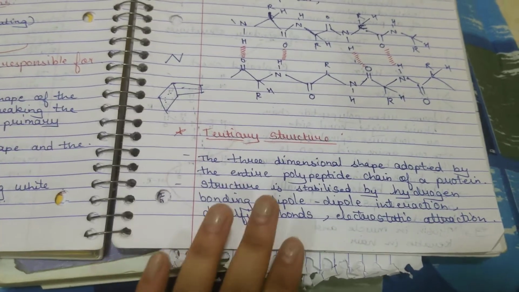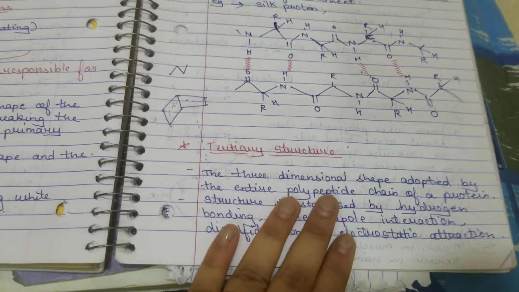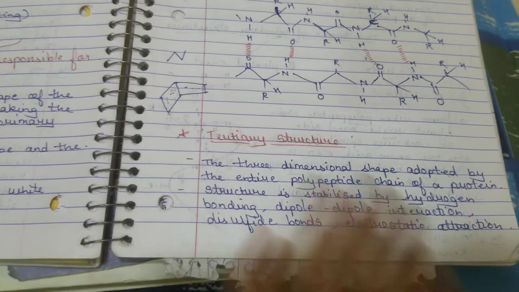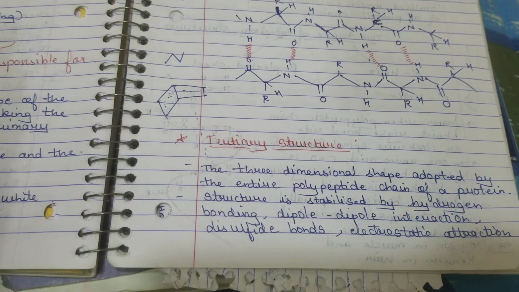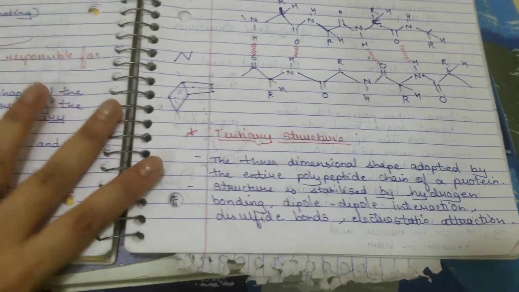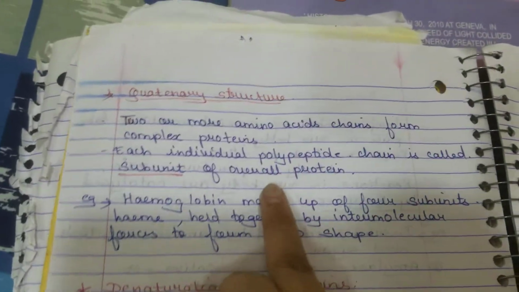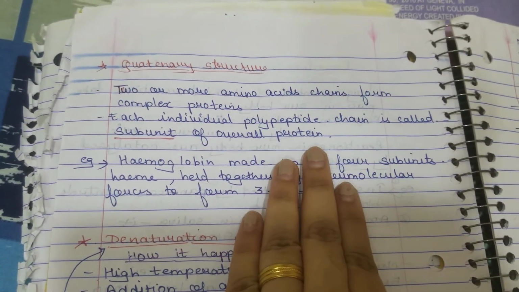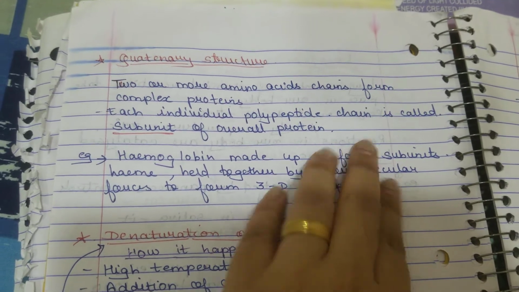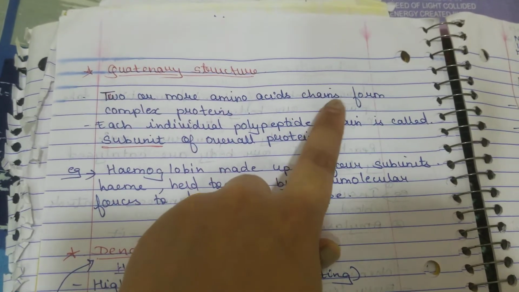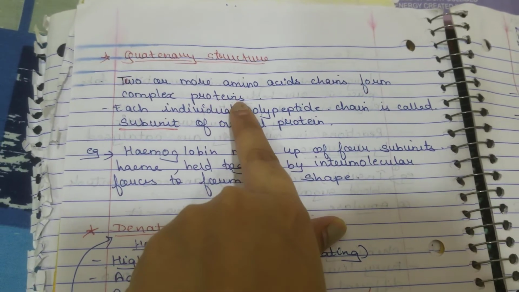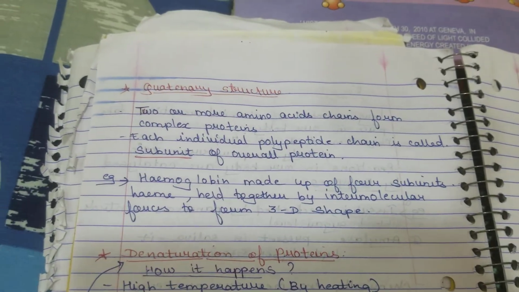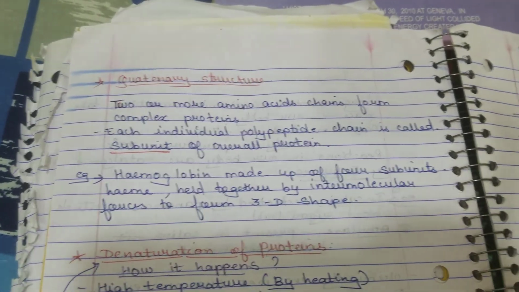Okay, this is what you have to just mention under tertiary structure. You don't have to draw any structure as such here. Now next is quaternary structure. This is basically the last structure of our protein. Two or more amino acid chains form a complex protein. Complex protein means now your protein structure is completely formed and it is complex.